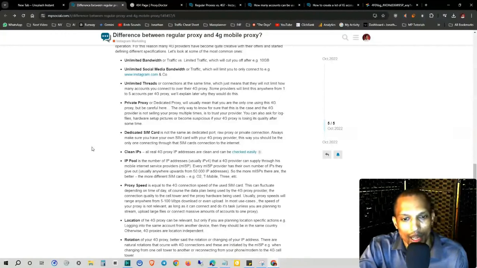Dedicated SIM card. It's not the same as a dedicated port, raw proxy, or private connection. Always make sure you have your own SIM card with your 4G proxy provider. This way, you should be the only one connecting through that SIM card's connection to the internet.